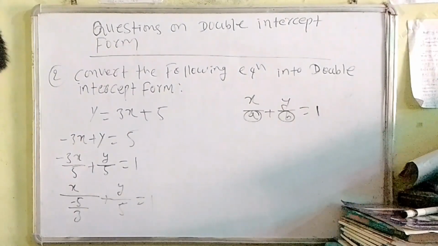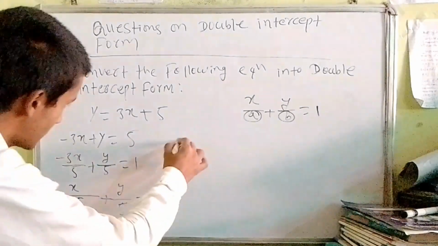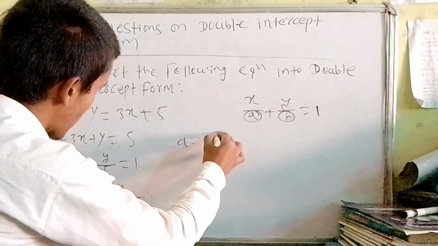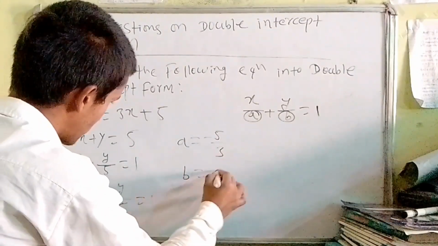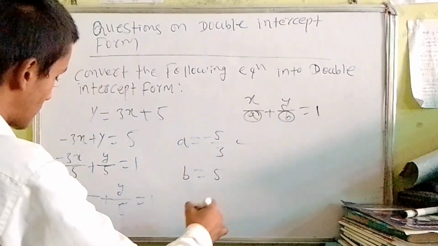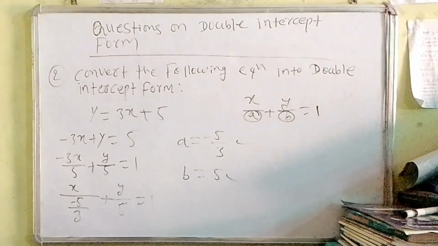It means that A is here, minus 5 over 3, and B is here, 5. This is the x-intercept, and this is the y-intercept. So we have converted this into the double intercept form. Let's quickly move on to the next problem.